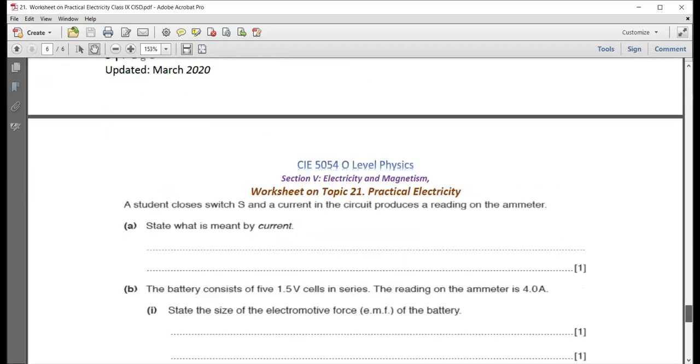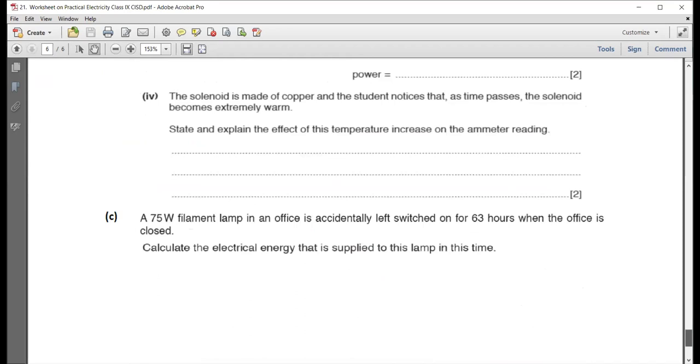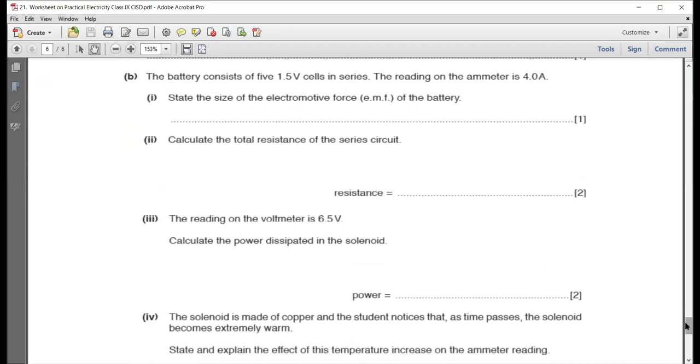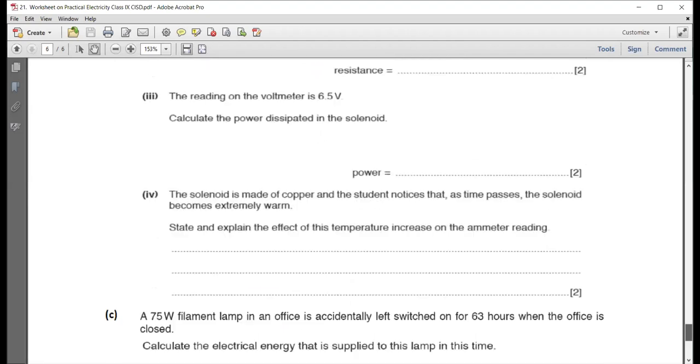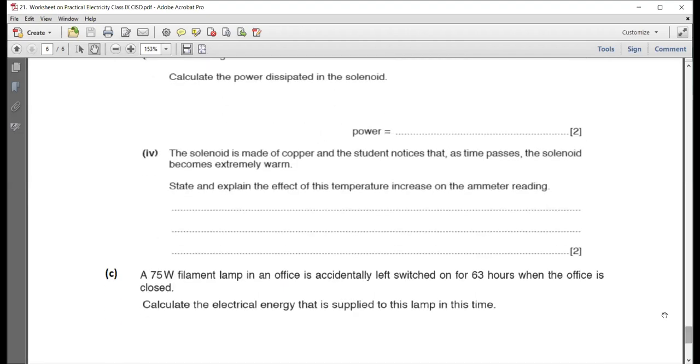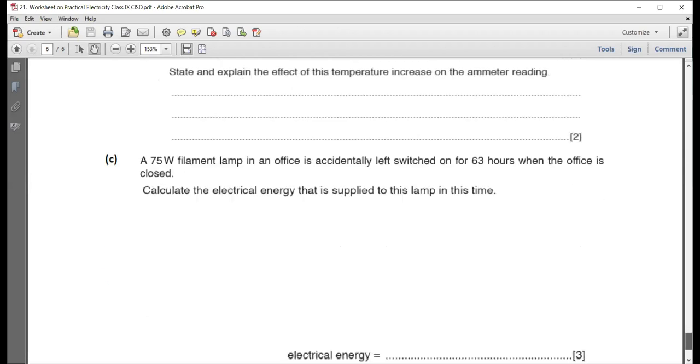Look, they are asking you to calculate the resistance. If you are given the voltage and the current, you can find the resistance. They are asking you to find the power. If you know the voltage and you know the current, then you can find the power, right? This way they are asking you some very easy questions.